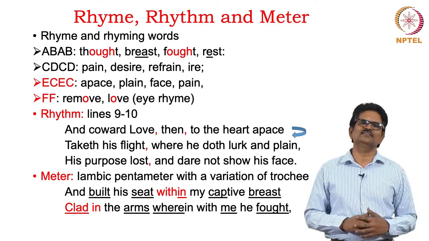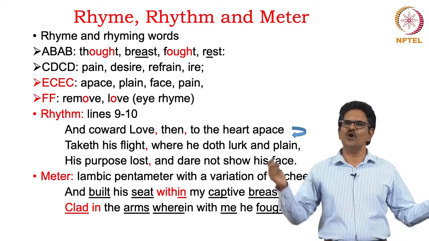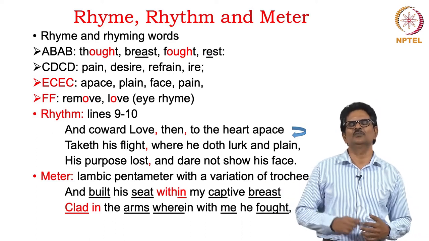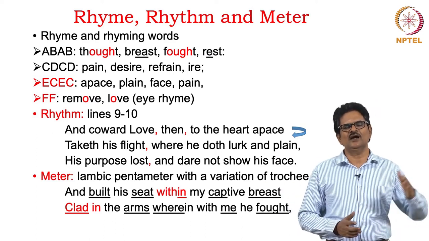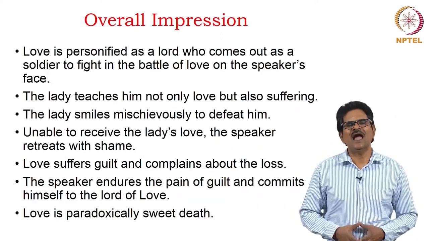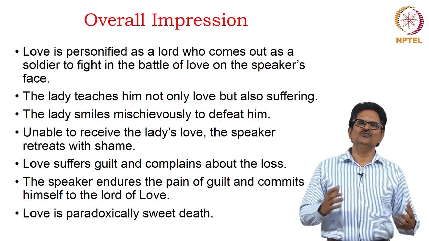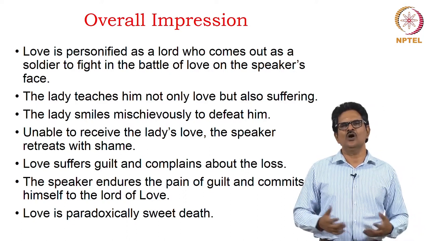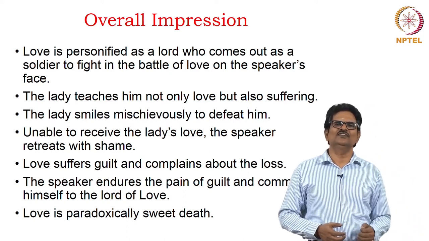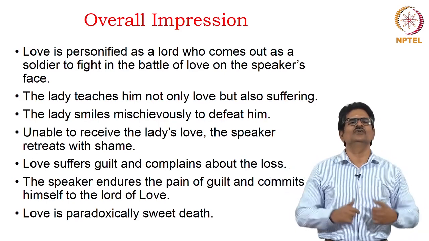And when we go to the next line, we see "clad in the arms wherein with me he fought." "Clad in" is an example of trochee, where the stress comes on the first word. On the whole, we have the impression of love being personified as a lord who comes out as a soldier to fight in the battle of love on the speaker's own face.